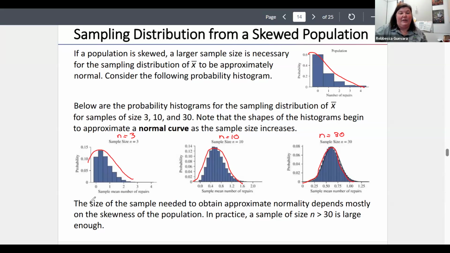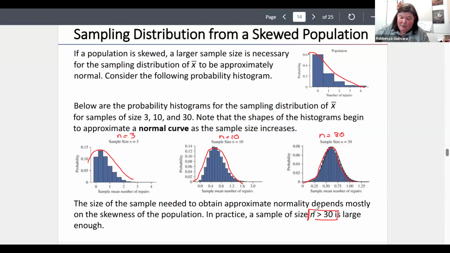So one of the things we have found is that the size of the sample needed to make the distribution of means approximately normal depends mostly on the skewness of the population. In practice, a sample size of 30 is large enough for any. As we saw, one of the ones I did earlier, 20 started kind of getting us there, and 25 nailed it. Here we have to get to 30. So you can try different sample sizes and certain sample sizes depending on how skewed or really just how distributed your data is.